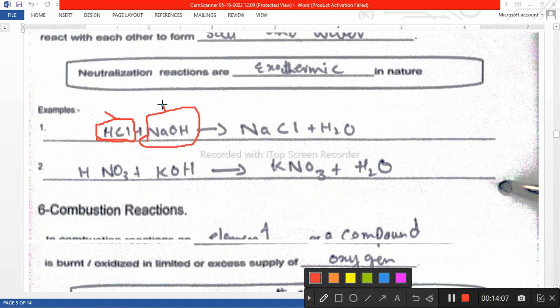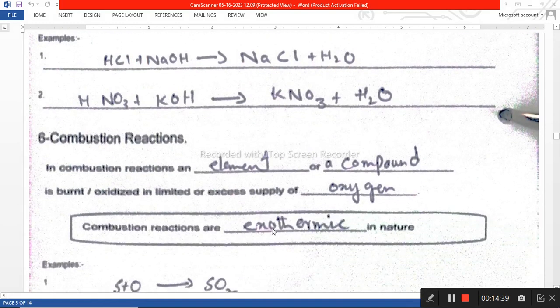Now we will discuss in the chapter on acids and bases what strong bases are and how we come to know whether it is a strong acid, strong base, weak acid or weak base. We will discuss it thoroughly in the future lectures, which I will upload very soon. So HCl plus NaOH gives NaCl, salt, and water. A neutralization reaction occurs over here.